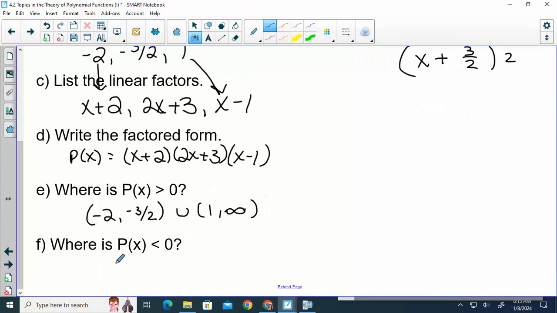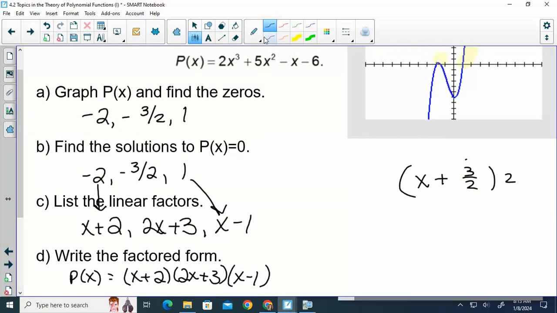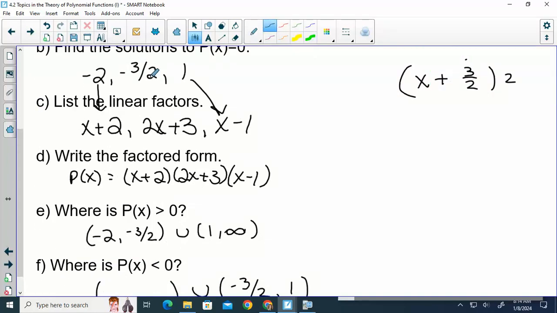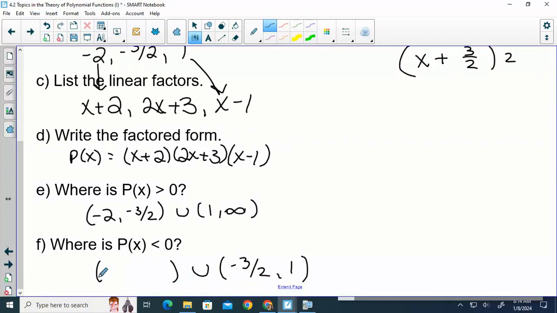Infinity. There's 2 of them. Negative 3 halves to 1 is one time when it is below the x-axis. When's the other time? Negative infinity to negative 2. Any questions there?